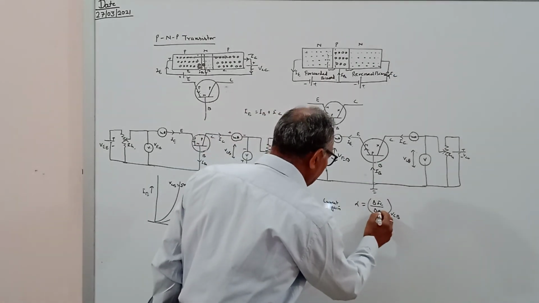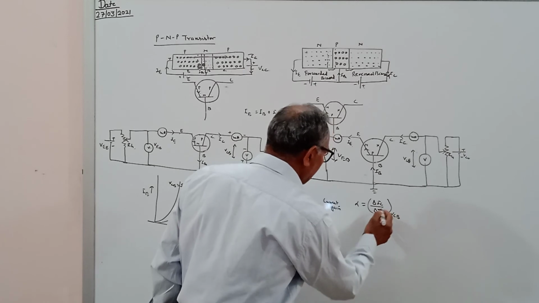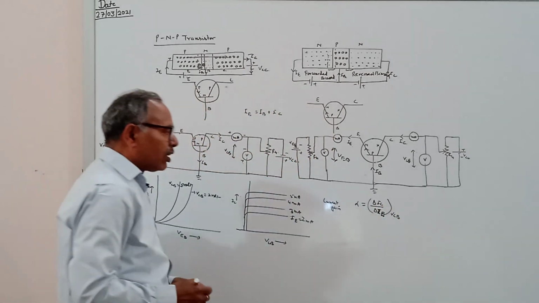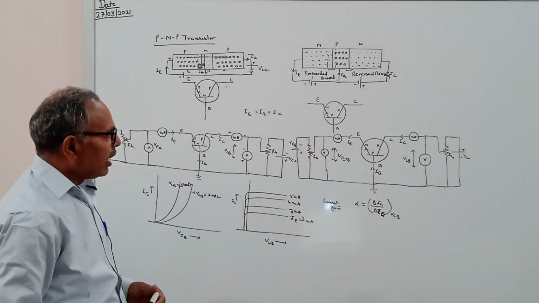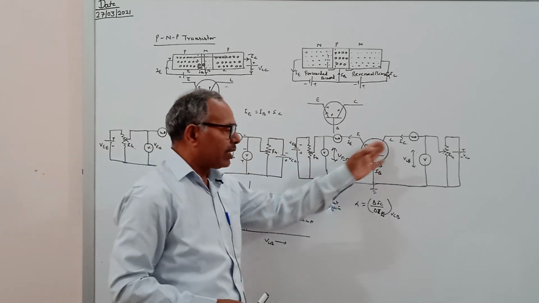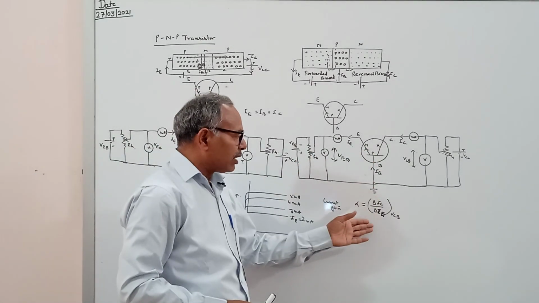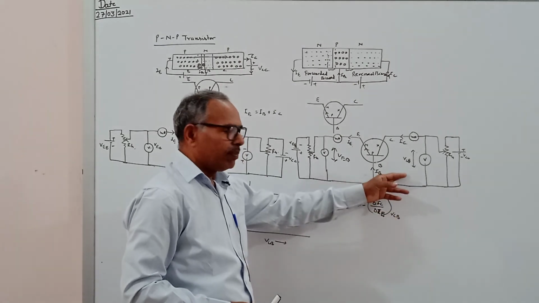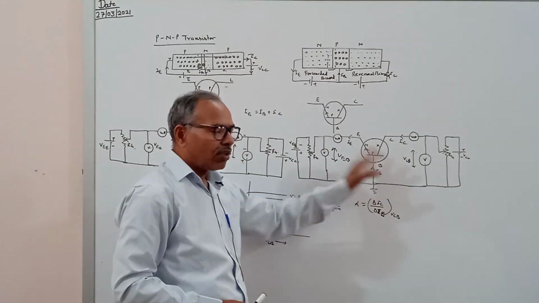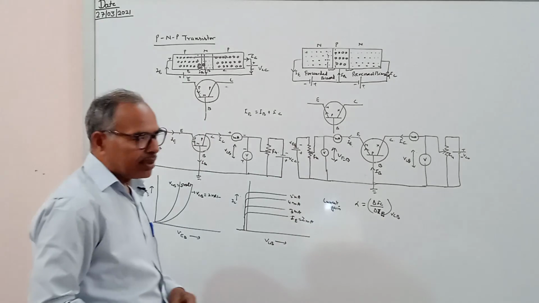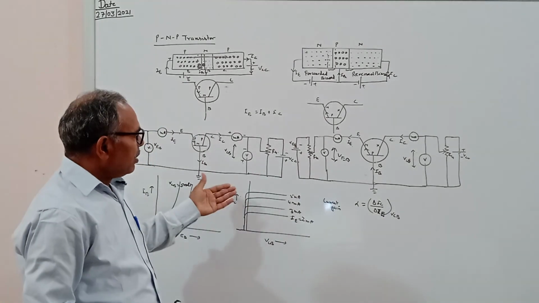Input is here, IE. So alpha will be equal to delta IC upon delta IE. Output current divided by the input current is the current gain of the circuit at constant VCB. The VCB should be constant. So we will get the current gain from this circuit.